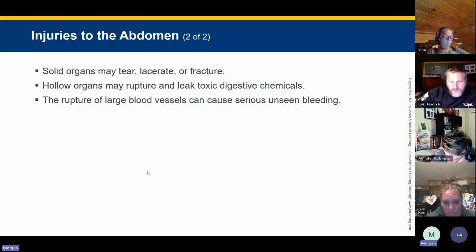So you have to make sure that there's no bleeding in the abdomen. Usually that's when we press on the belly, and if there's bleeding there, it's pretty firm. You can tell, or it could be red, or just because of the mechanism of injury. You just have to make sure.